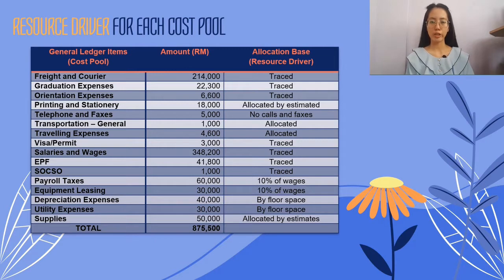Activities that are not related to the subdivision are eliminated. For example, cost pools such as graduation, orientation, and visa or permit expenses are eliminated from the admission and enrollment division because this division does not incur those expenditures.